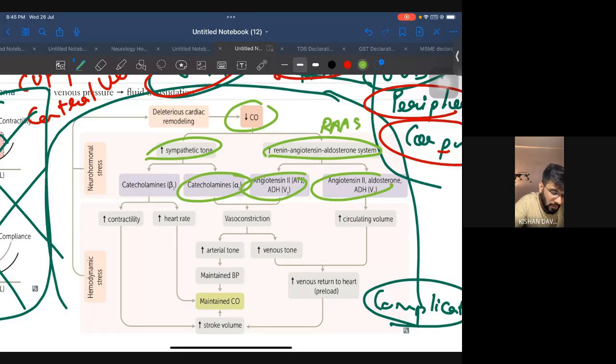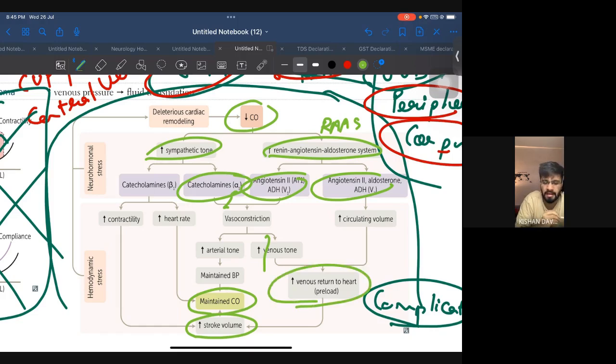So catecholamine alpha 1 will cause constriction and increase arterial tone and maintain stroke volume as a result. So basically I am explaining you in my words. See, if the blood coming out from the heart is less, what is the compensatory mechanism? First one will be the RAS angiotensin mechanism. Renin will activate angiotensin 2, then aldosterone and everything else. What they will do is they will increase the volume in the body, and as a result the venous return to the heart will also increase.